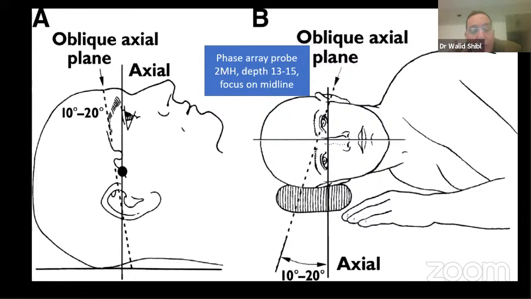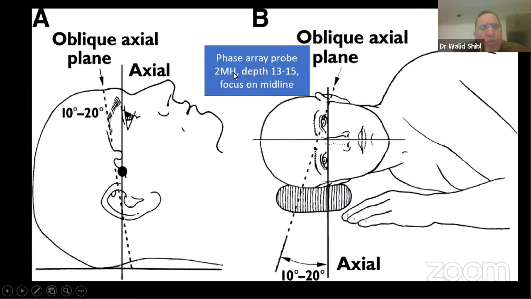Today we'll talk about two famous windows, through which you can explore all the circle of Willis, which is the temporal and subcostal. First, the temporal window, the same as brain B mode. You will put on the temporal bone above the zygoma in front of the ear a phased array probe, which is the echo probe, 2 megahertz.